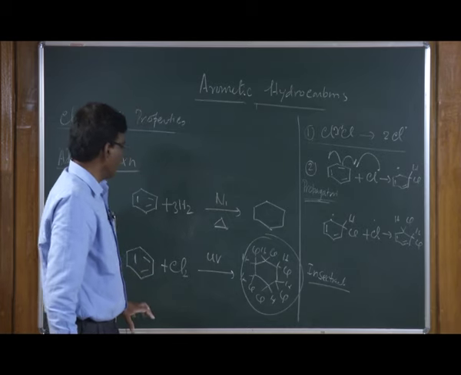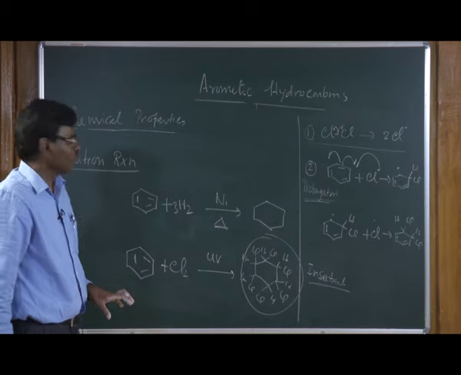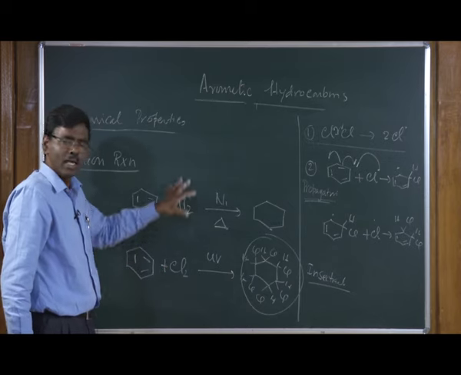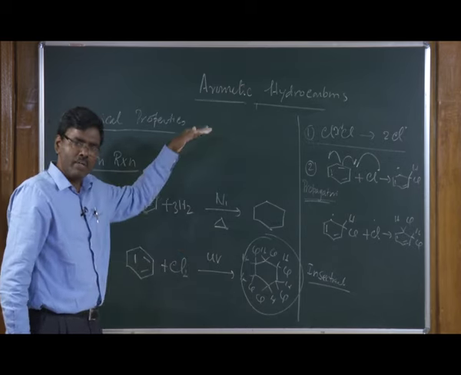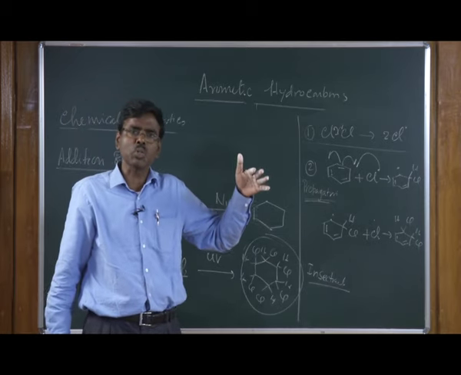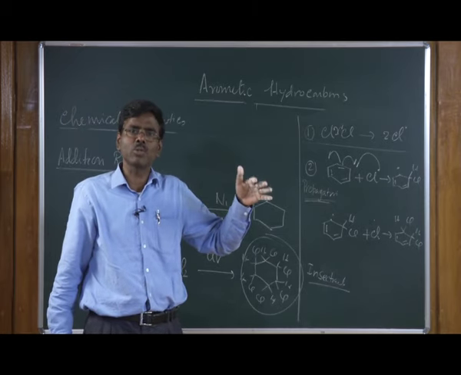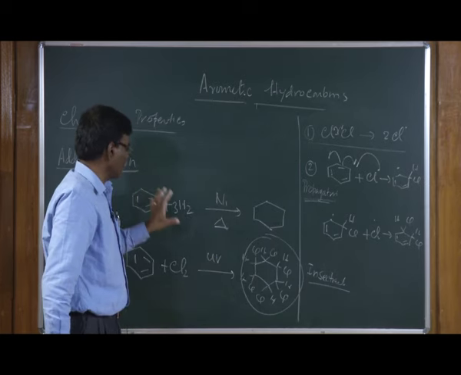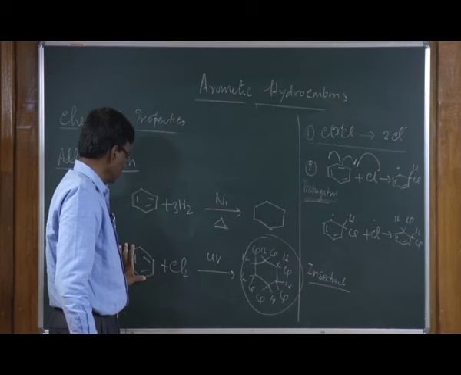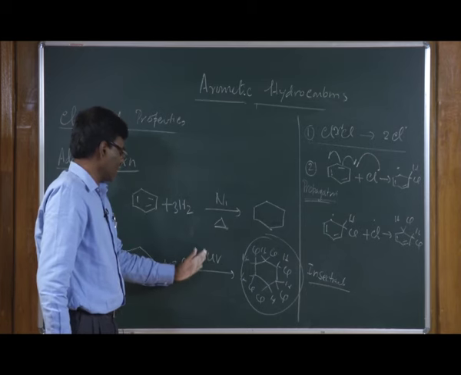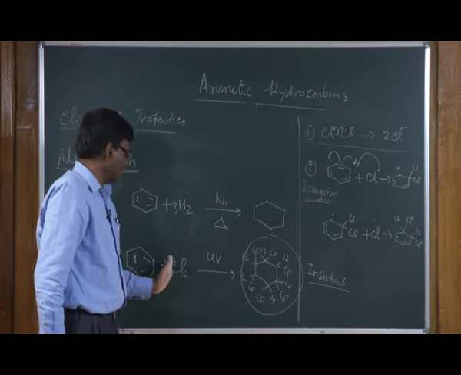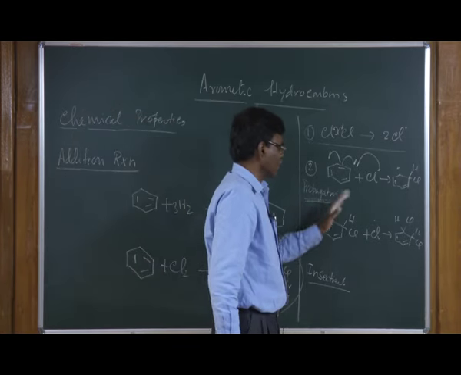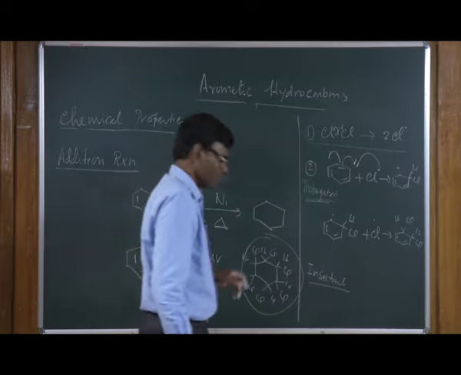So, these two are examples of addition reactions. These reactions, as you can see here, take place under vigorous conditions. When we saw the electrophilic substitution reactions, they are very reactive, you do them under milder conditions and they are easy to handle, but this one you have to do under high pressure hydrogenation. Similarly, you have to irradiate under UV light to generate the radical, and once the radical is formed and undergoes reaction, you get the cyclohexane.